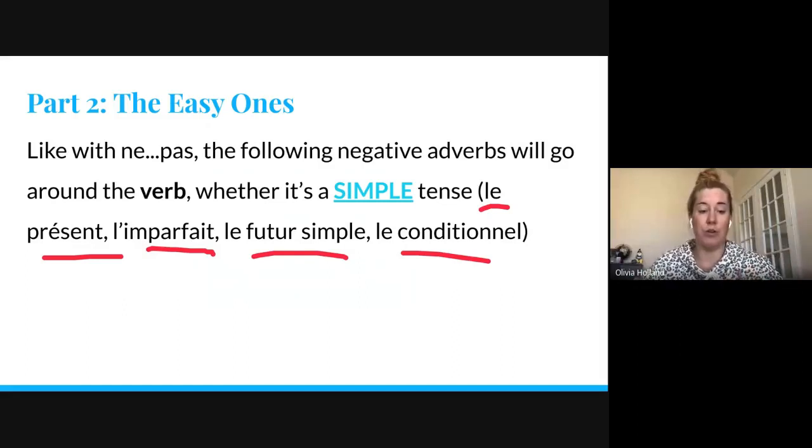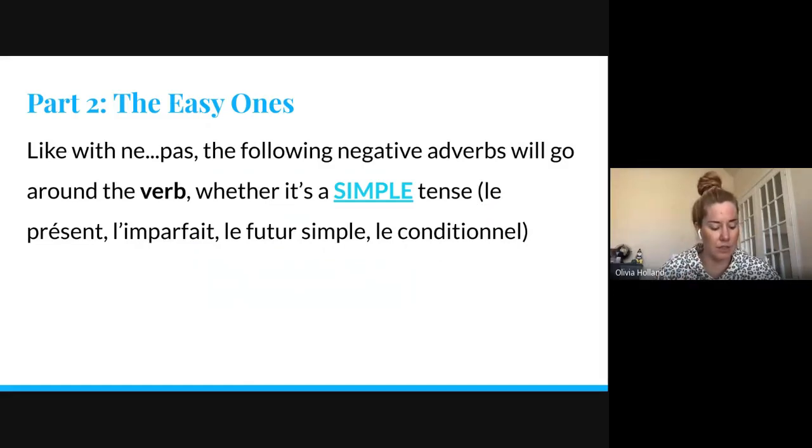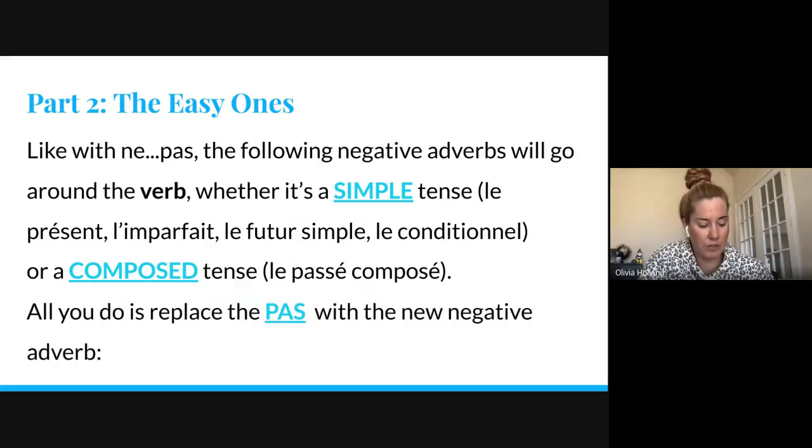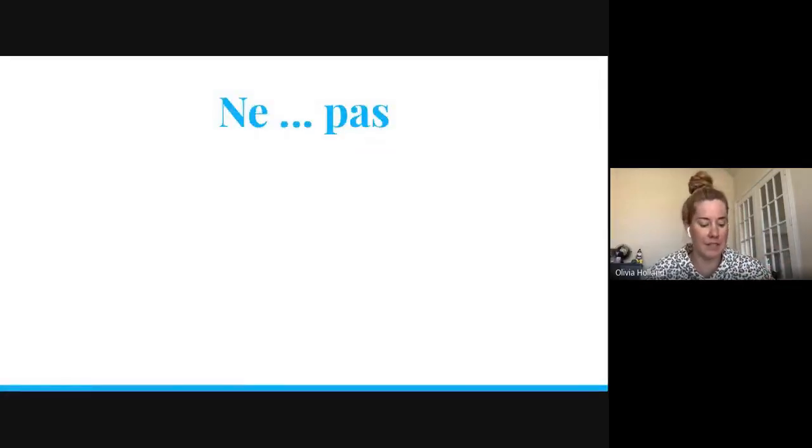So for now, you already know the present tense, imparfait, future simple, conditionnel. But you are still also going to know one other type of tense. These are simple tenses. The other type is called composed tenses, which for you guys, all you know right now is le passé composé. You'll learn a couple more next year in French 4. All you do, whether it's simple or composed, is replace the pas with the new negative adverb. So you're still putting the ne pas around, except instead of ne pas, it's ne, and then whatever this new one is.